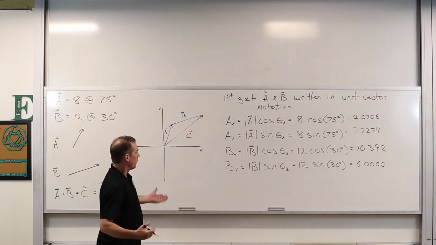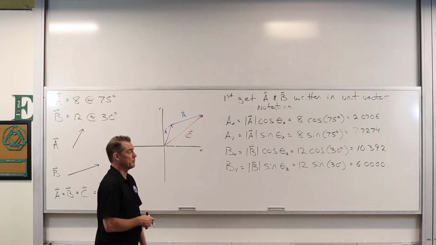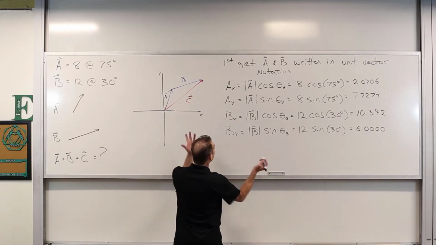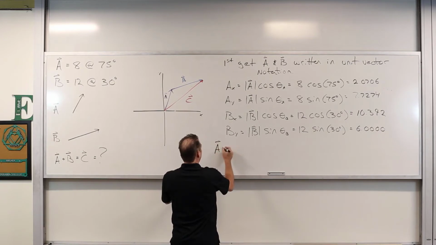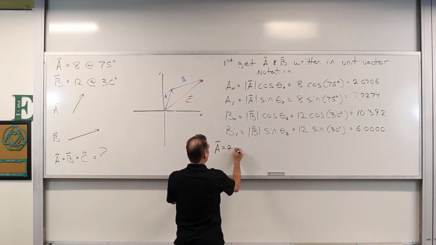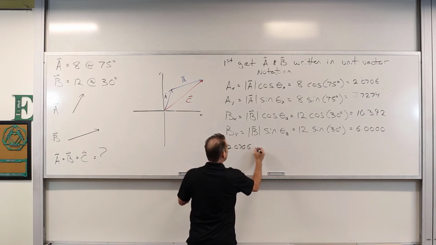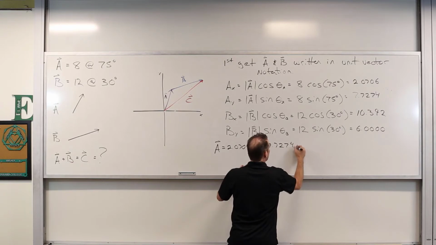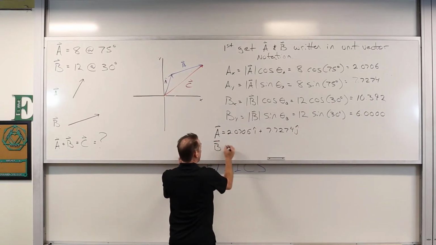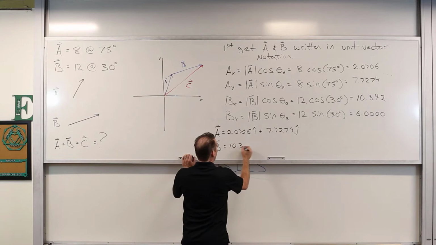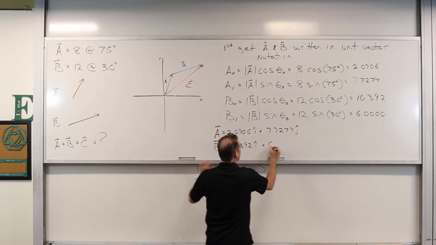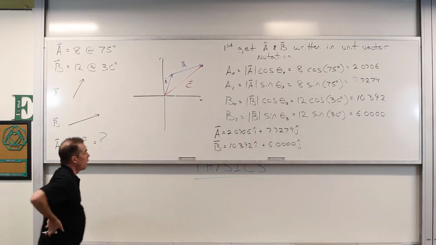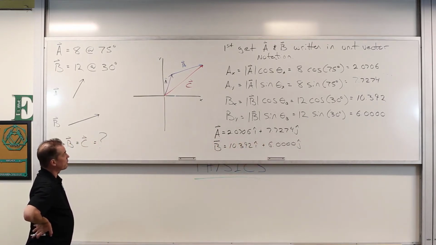So ultimately, we can write out what A hat and B hat are in unit vector notation. And do you really need to? No, but I'm going to anyway. So we have that A hat can also be written as 2.0706 I hat plus 7.7274 J hat, and B hat is equal to 10.392 I hat plus 6.0000 J hat. There we go. We've got those two vectors written in unit vector notation.